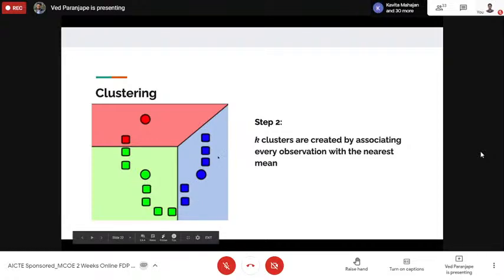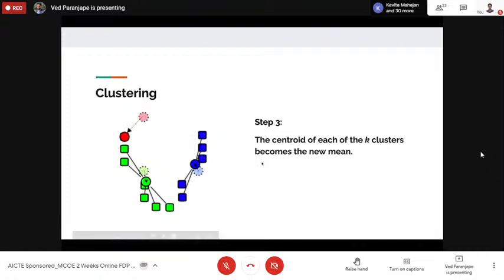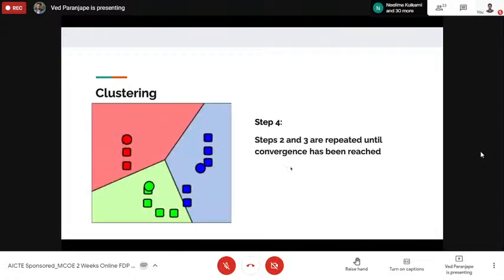In the third step, the centroid of each of the k clusters becomes the new mean. So as you can see, the means are recalculated for each of these clusters. The red cluster has 2 different data points in it now. So the centroid of these 2 points is going to be calculated, and that's going to be the new mean for this cluster. Steps 2 and 3 are repeated until convergence has been reached.